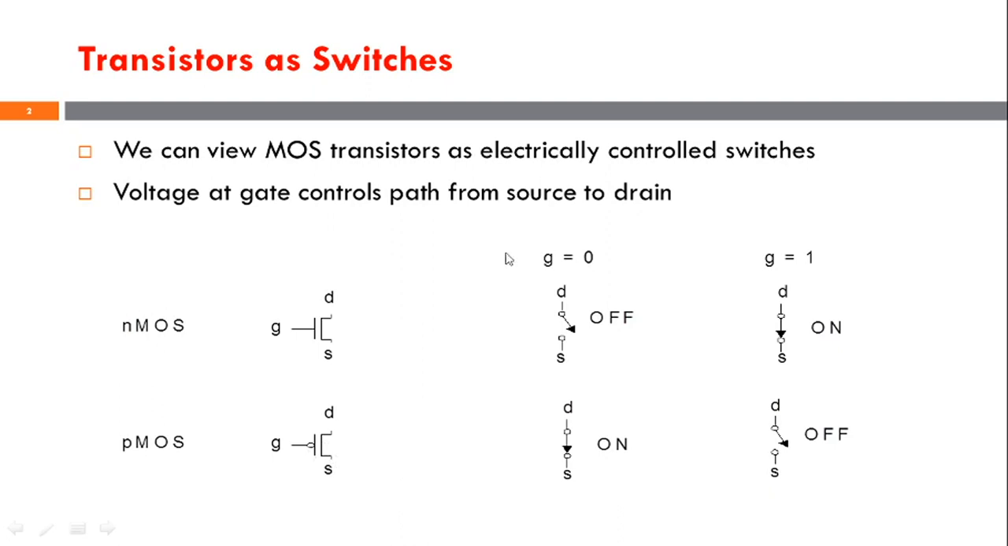source. What happens if gate equals 0 for NMOS? That transistor is off, which means drain to source is isolated. When your gate equals 1, the transistor is on. When gate equals 0, what about your PMOS? It is on. When gate equals 1, your PMOS is off. So basically here we have to remember, in the case of digital, when your gate equals 0, your PMOS is on. When gate equals 1, your NMOS is on, and vice versa.